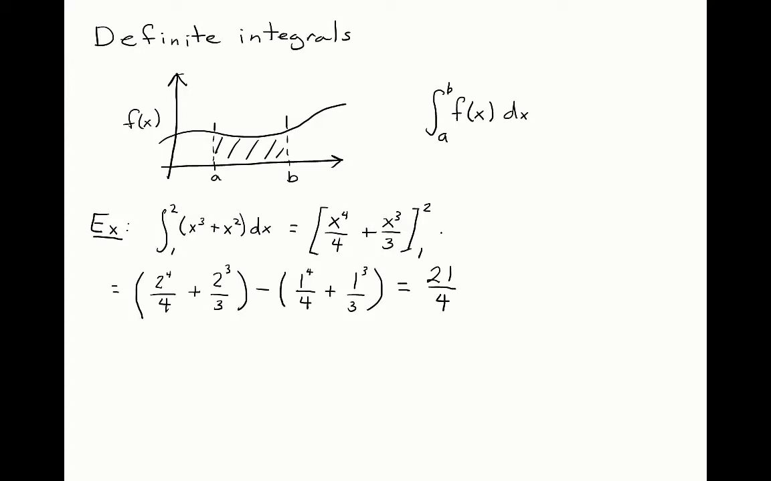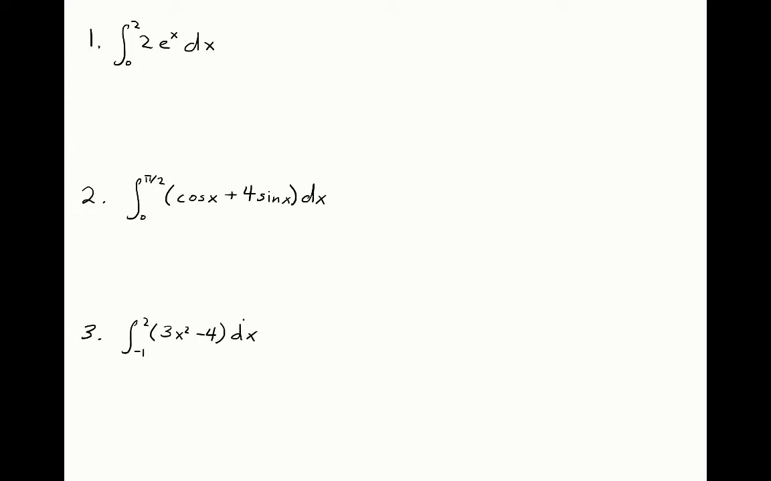So I will give you just a couple to try out. So we're integrating from 0 to 2, the function 2 times e to the x dx. Then we're integrating from 0 to pi over 2, cosine x plus 4 sine x dx. And the last one, integrate from minus 1 to 2, 3x squared minus 4 dx. So pause the video and work these out.